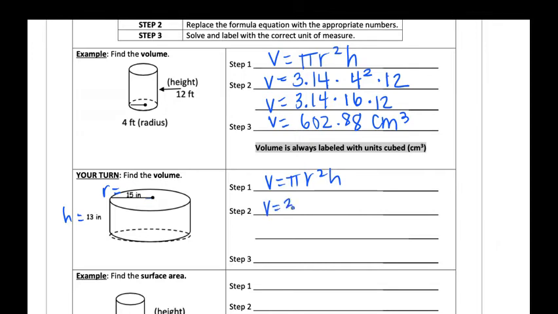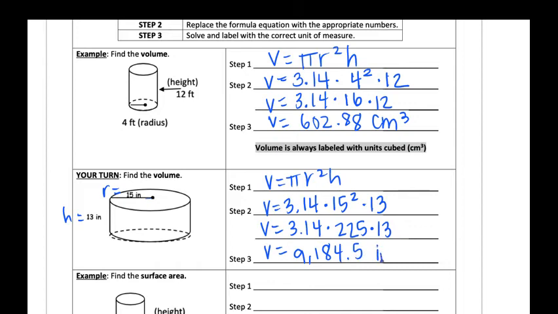And this time, when we fill it in, our radius is 15, so we're squaring 15, and then we're multiplying it all by 13. So we take care of GEMDAS by finding our exponent's value first. So 15 squared means 15 times 15, which is 225. Now that we've taken care of all of our exponents, we just have multiplication left. So when we go ahead and multiply this all together, our final answer becomes 9,184.5, and we are talking about inches cubed for volume here.